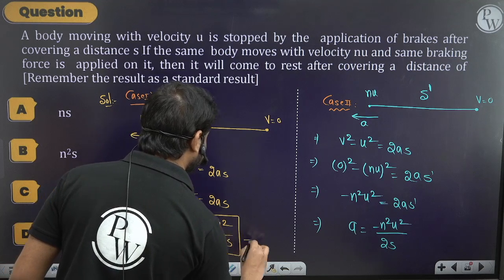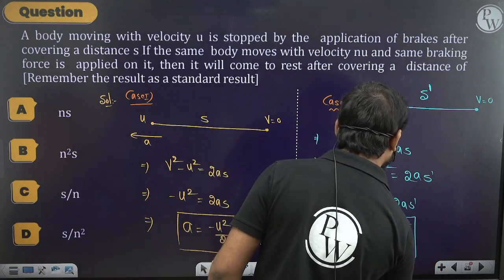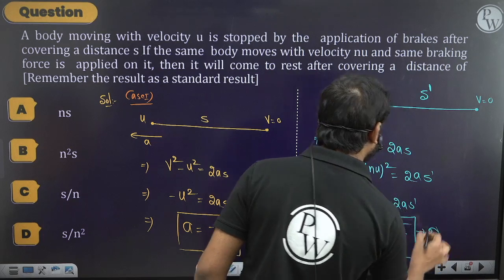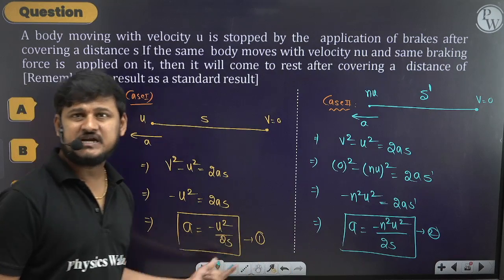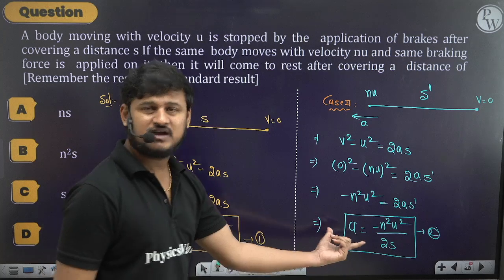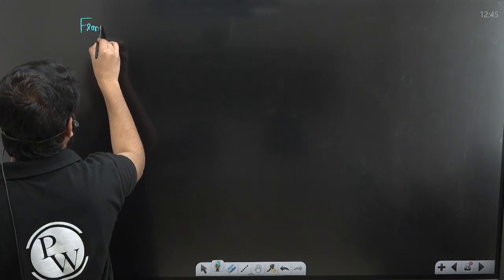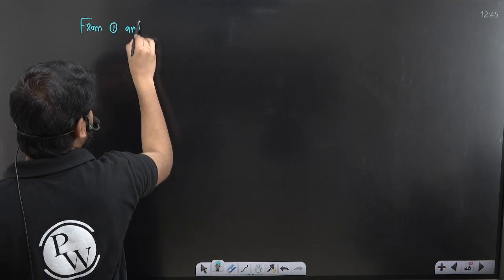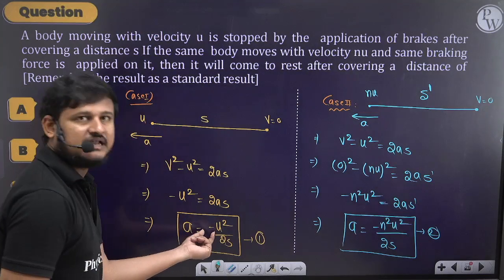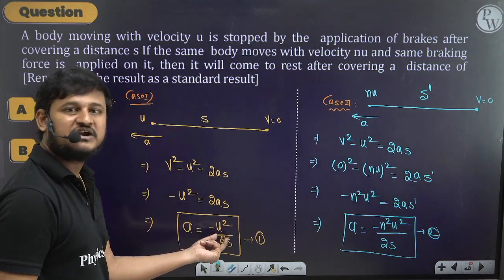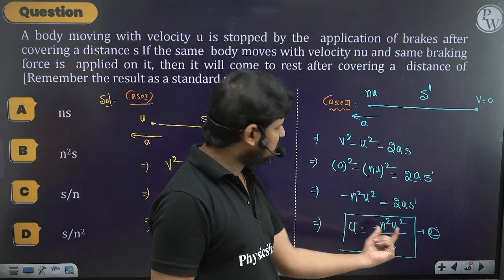Let it be equation number 1. Now in equation 2, we have got this. Let it be equation number 2. Now from 1 and 2, the same braking force means the same retardation. Same retardation is nothing but the same acceleration also. Retardation is nothing but the negative of the acceleration. So here acceleration is coming negative. What does that mean? The body is slowing down, retarding. Here also acceleration is negative, braking force is applied, so the body is slowing down.